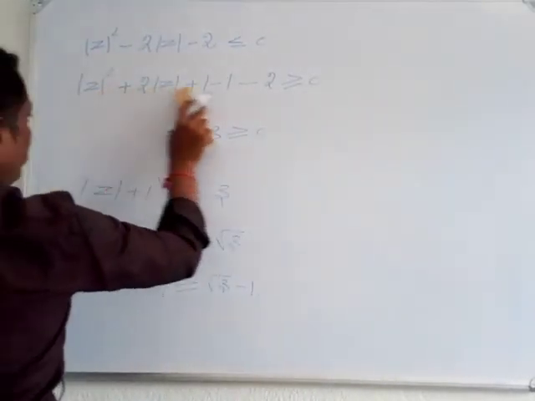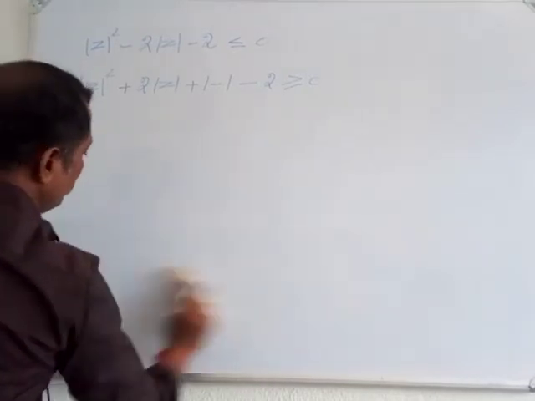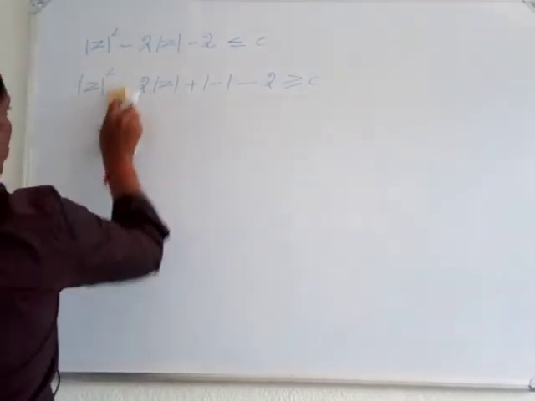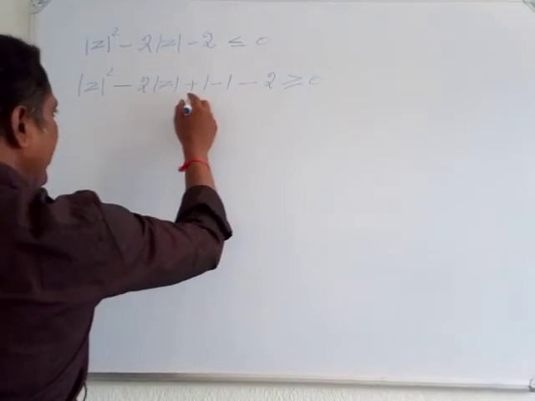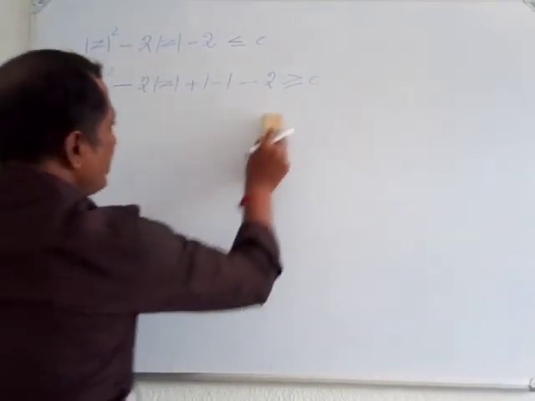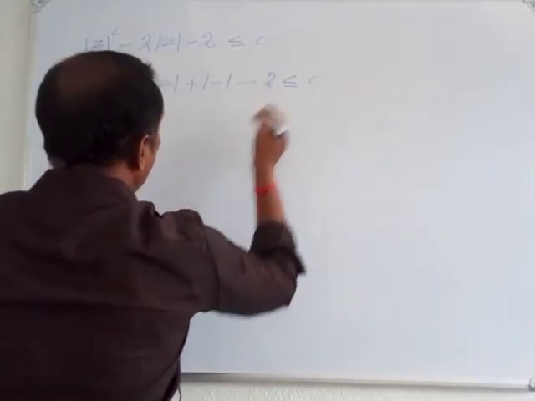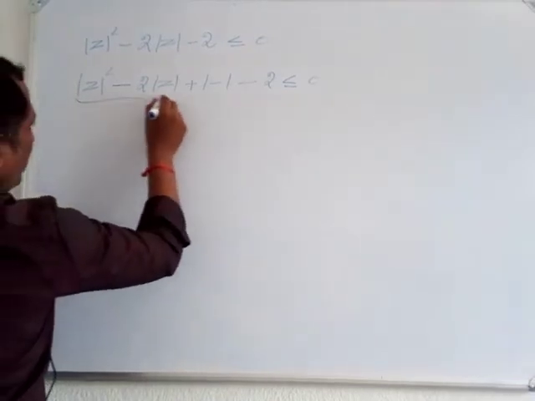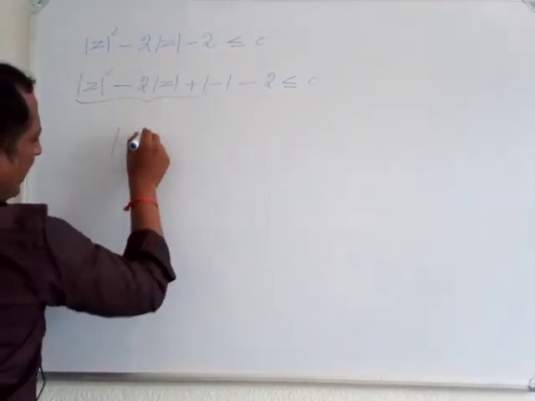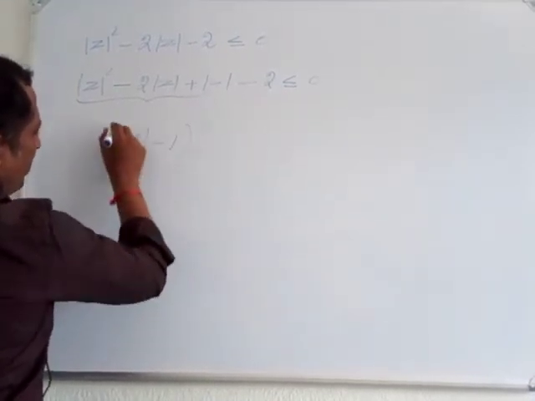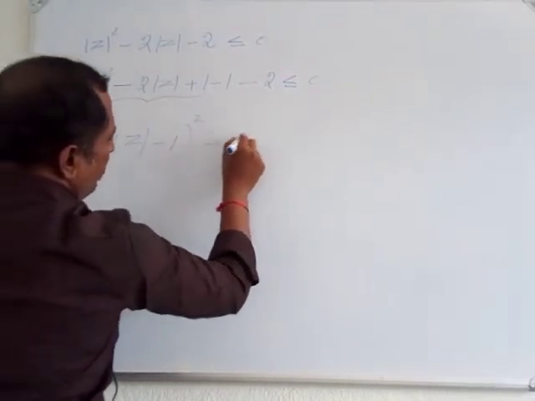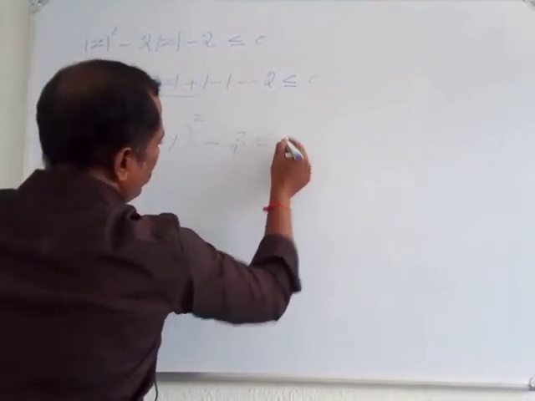So from this one you have to write, adding plus 1 and minus 1, which is less than or equal to 0. This implies, using these three terms, this can be written as modulus of z minus 1 the whole square minus 3 is less than or equal to 0.